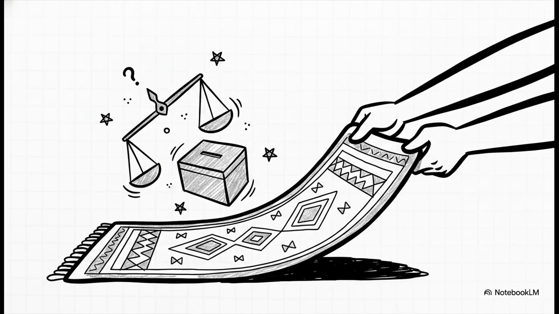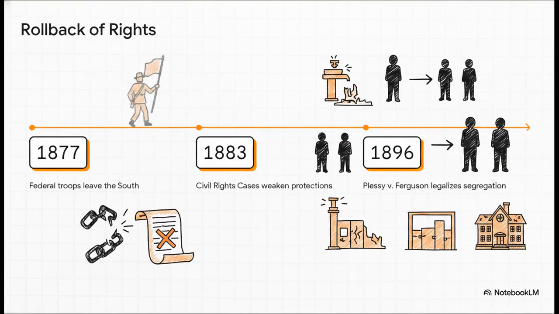So, this single political compromise literally ripped the rug out from under all the progress we just talked about. By withdrawing those troops, the Compromise of 1877 marked the absolute end of Reconstruction. It practically gave Southern states a green light to rapidly reverse the civil rights gains African Americans had fought so incredibly hard to achieve. Once the troops left in 1877, this really tragic momentum began.